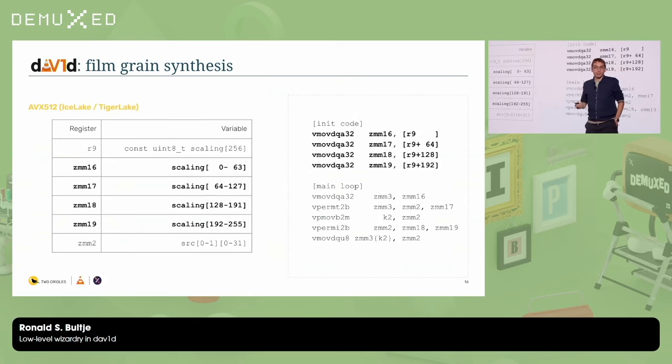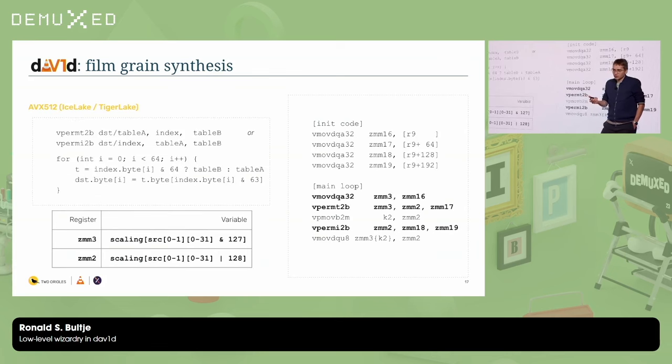So let's go to AVX 512. In AVX 512, my registers are 64 bytes, right? They keep getting bigger. Now, since the lookup table itself is only 256 bytes, I can just as well preload the whole thing in four registers.